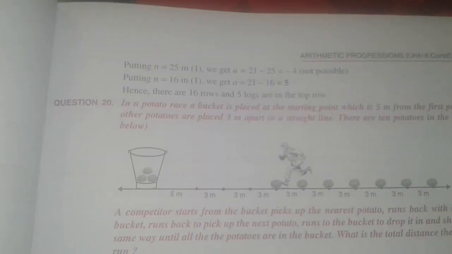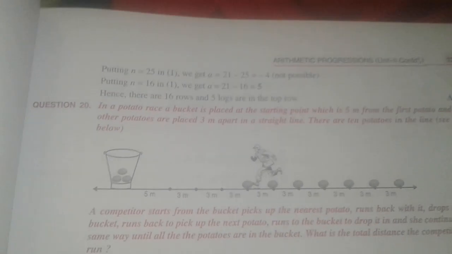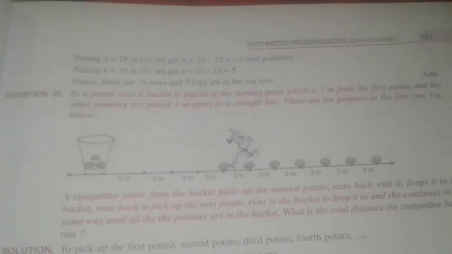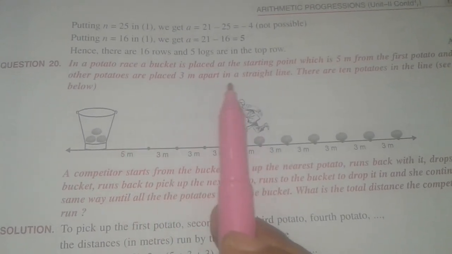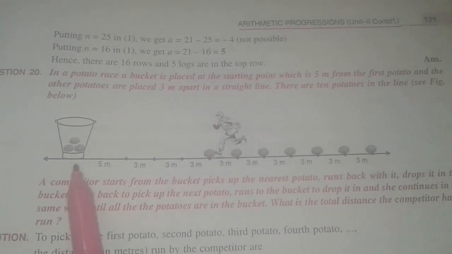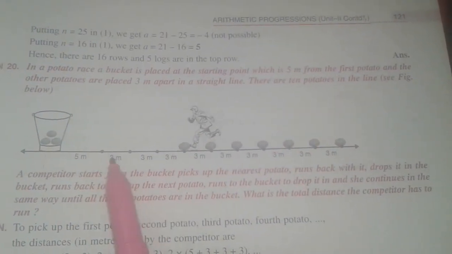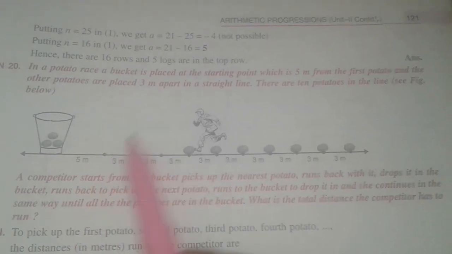So next, question number 20. This says, in a potato race. You might have done many different physical activities in your childhood, like lemon race, potato race. This is one example, a potato race. It tells, in a potato race, a bucket is placed at the starting point. See the diagram. This is a bucket. This is the starting point, 5 meter from the first potato. So the distance between the starting point and the first potato is 5 meter.